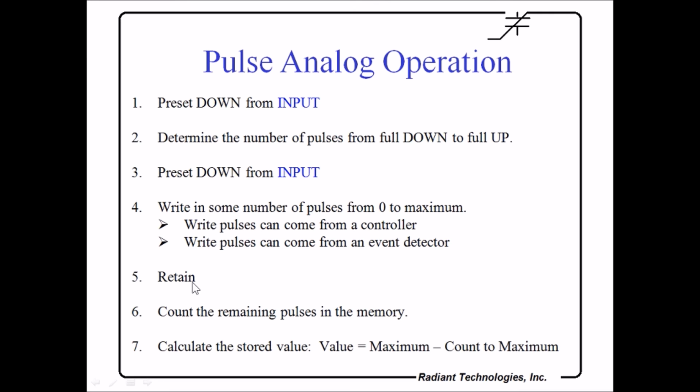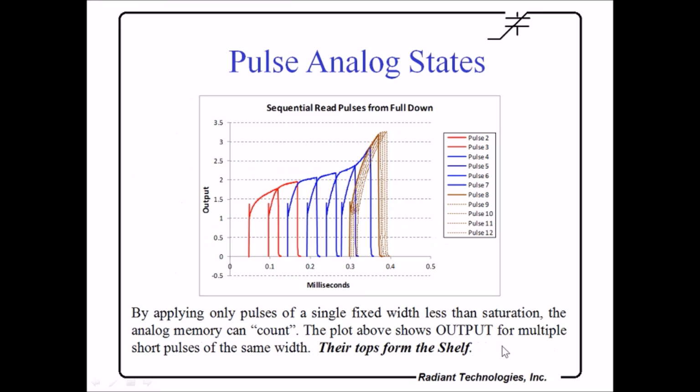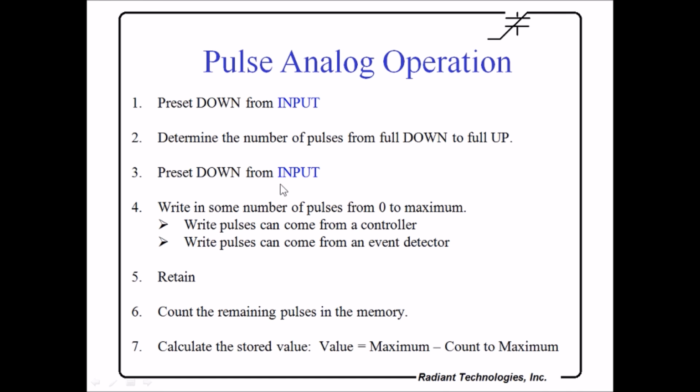I can have a retention period, and then I count the remaining pulses in the memory. I do pulses until I pass a threshold, and my stored value was the maximum 6 minus the count. So if I put in 2 pulses, the count is 6, then retain for a while, then come back, only 4 pulses are needed to pass 2.5 volts. So the 6 minus the 4 tells me that 2 were retained in the capacitor.